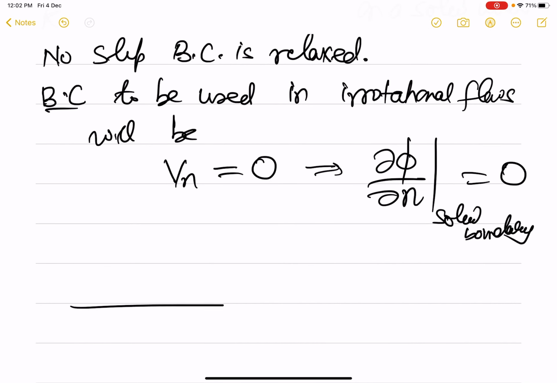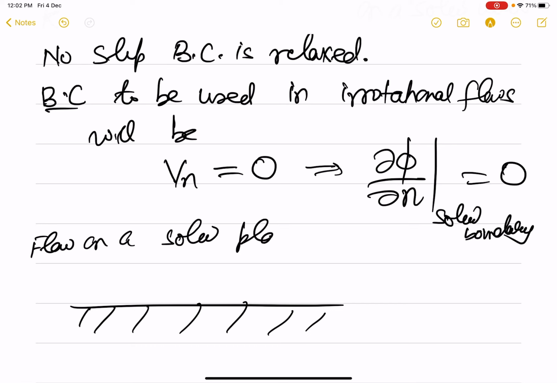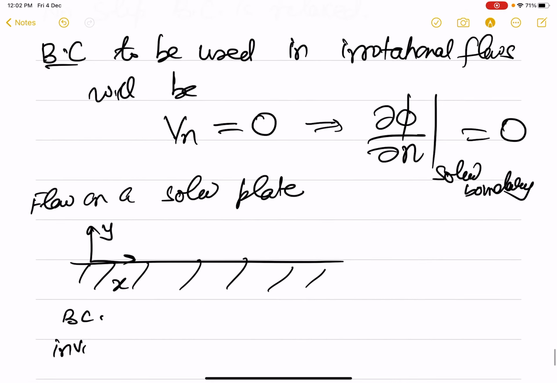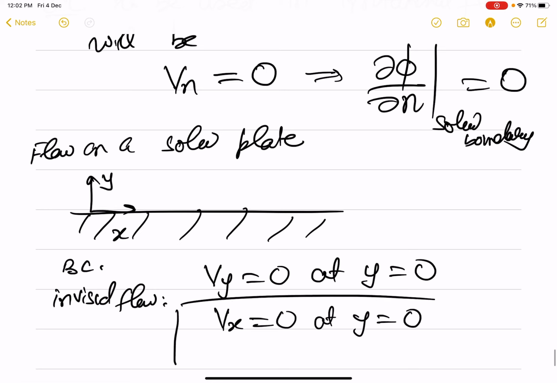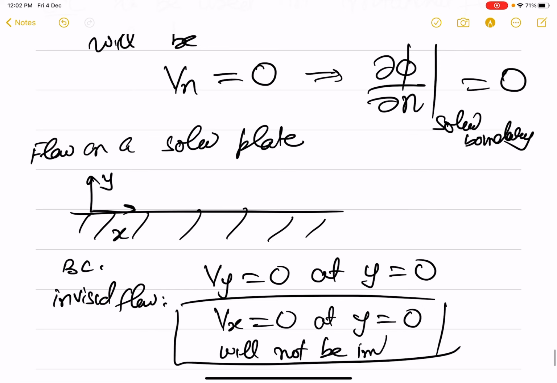So for example, if we talk of flow on a solid plate, where this is x and this is y, the boundary condition in inviscid flow will be Vy is equal to 0 at y is equal to 0. Vx is equal to 0 at y is equal to 0 will not be imposed.